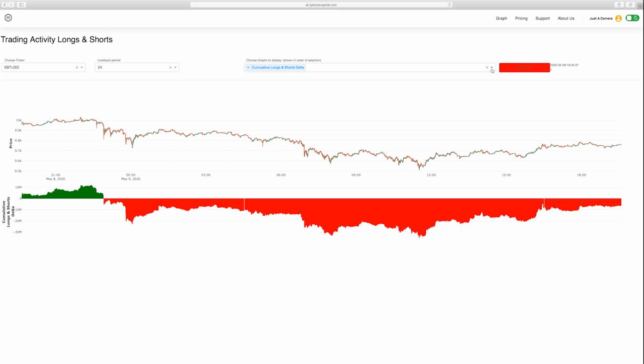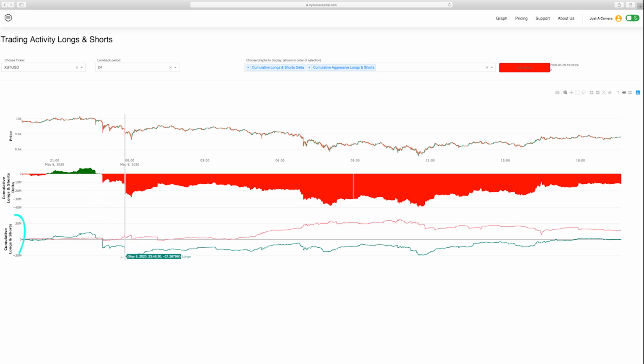Now, I want to add on one more, and that's cumulative aggressive longs and shorts. And this is essentially the delta, but it's showing us the two different positions, the longs and shorts, and we can see it here. And this together is a very powerful tool. I use this on a short time frame to look at triggers where the delta might spike and I could see the longs drop off significantly and shorts spike. That could be a good entry.